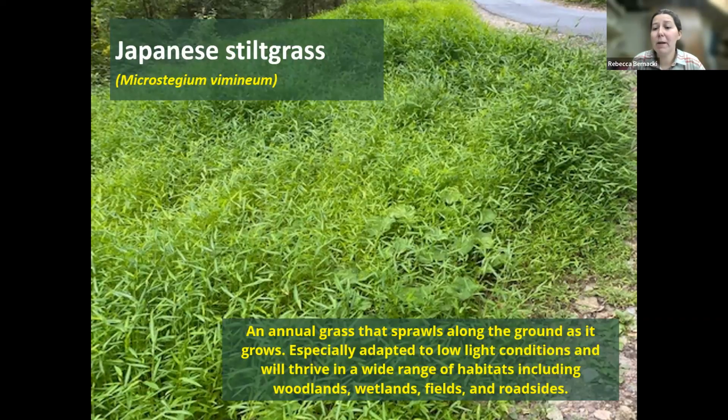Another species we're going to talk about today is Japanese stilt grass. So if you're in the Adirondacks, this is a pretty uncommon species here. We consider it a tier 2 species because there are only a few infestations in the region. If you're in other parts of the state, it's very likely that this species is more common.